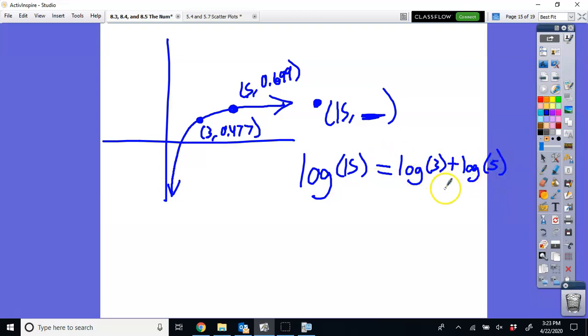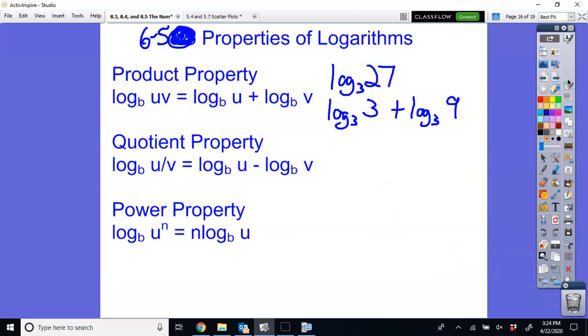I know those answers already. I know this one is 0.477. I know this one is 0.699. I can add those two together now, and I get 1.176, and I didn't even have to take out my calculator here, because I know that those two are the same. So what this first property says is if you have something on the inside of the logarithm that is multiplied together, or you can find the two factors of that thing on the inside, you can split it up into two separate logarithms that are added together.